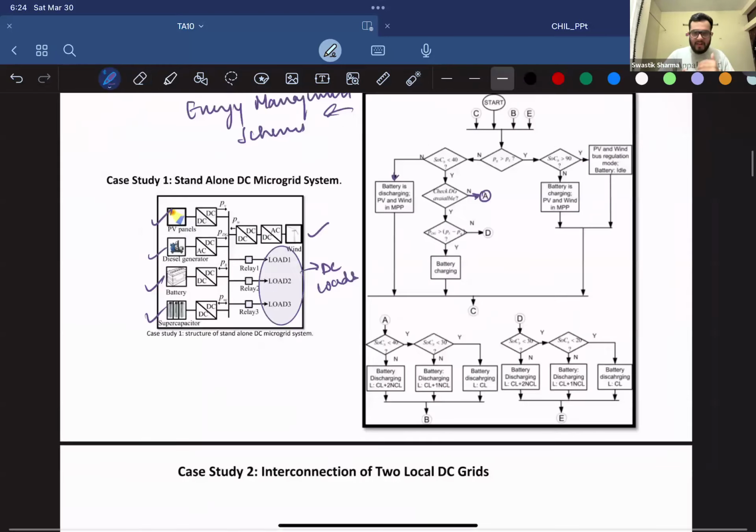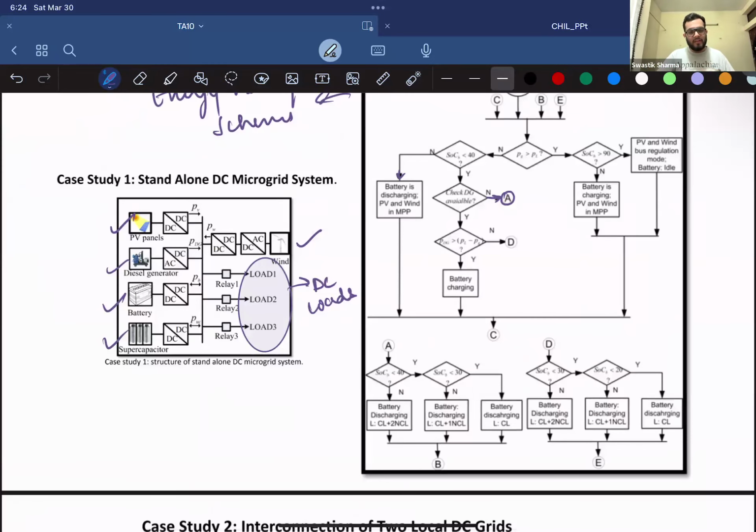So it's important to set these energy management schemes. They help you in maintaining your resources efficiently. So your battery should not be degraded to a very low level. This whole thing is called resource adequacy. So you have adequate resources, and you're not meeting every kind of load, which is not required. You don't have to meet your non-critical loads.